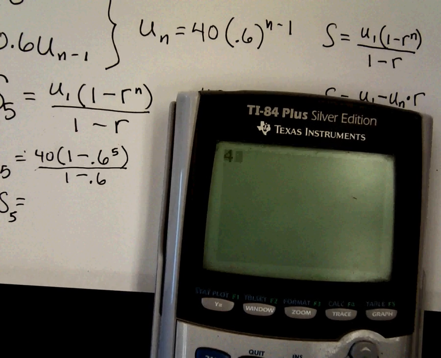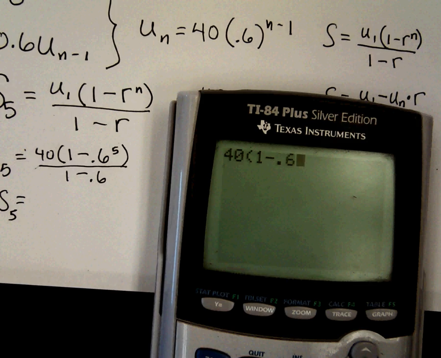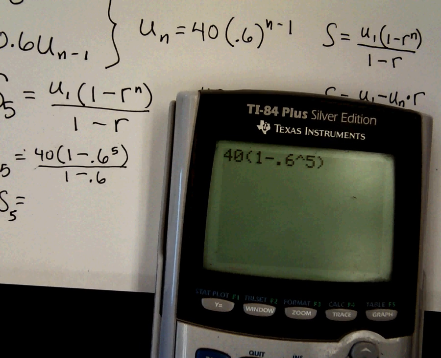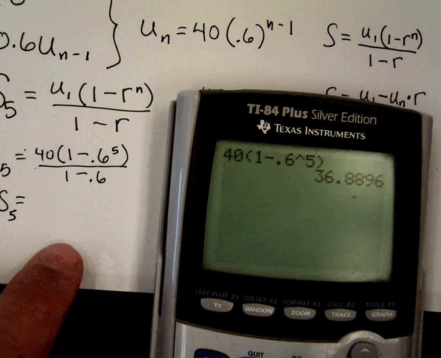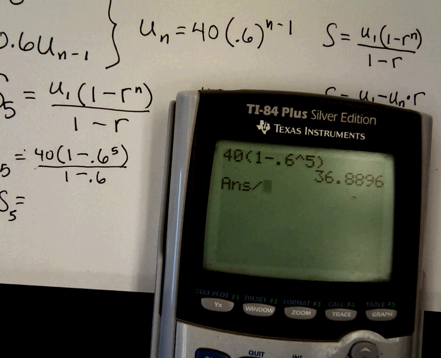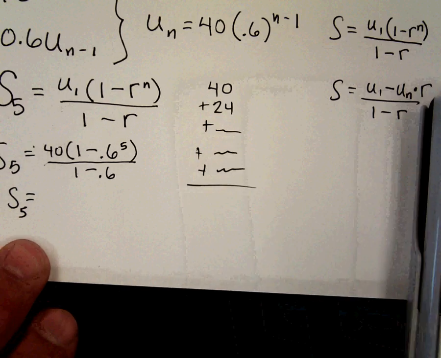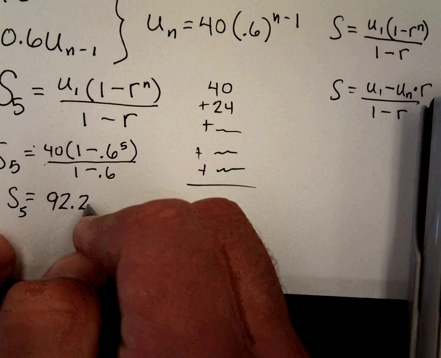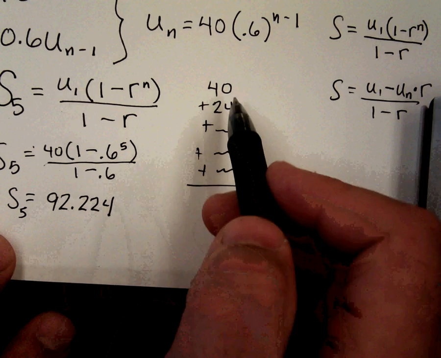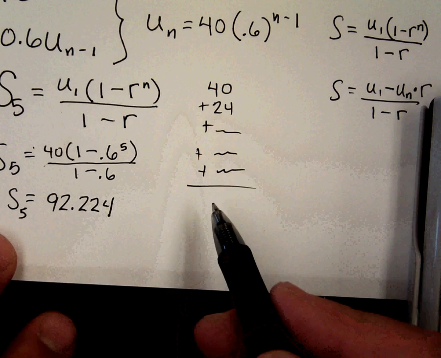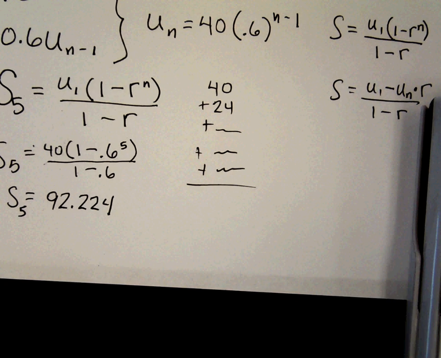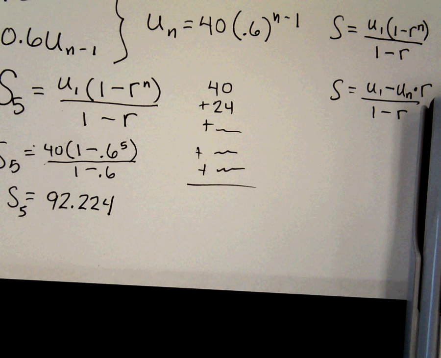Punch in the numerator. 40 times 1 minus 0.6 to the 5. Press enter, and then divide by. If you know what 1 minus 0.6 is, just divide by it, 0.4. So the answer should be 92.224. That should be the sum of these 5 terms that I was writing down. 92.224. That's a partial sum because it's part of this whole series that goes on forever. Yes?